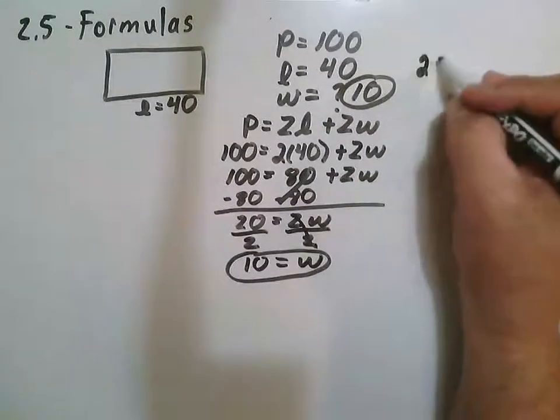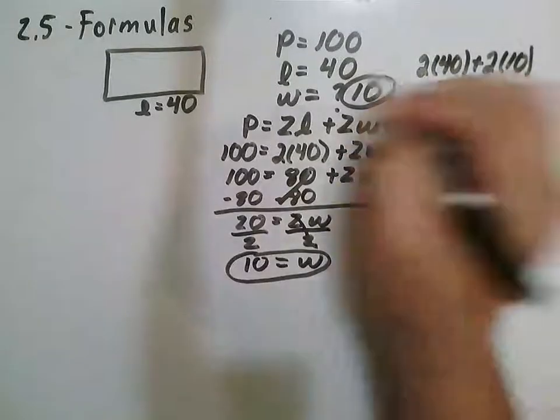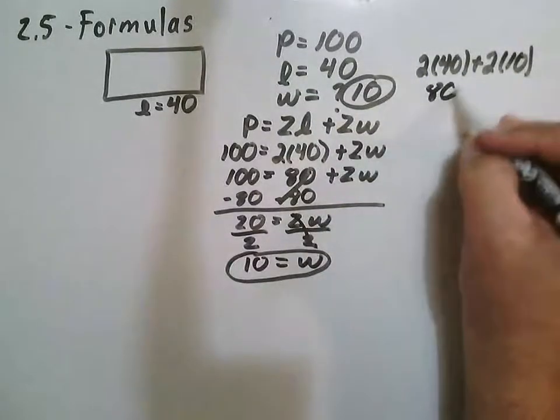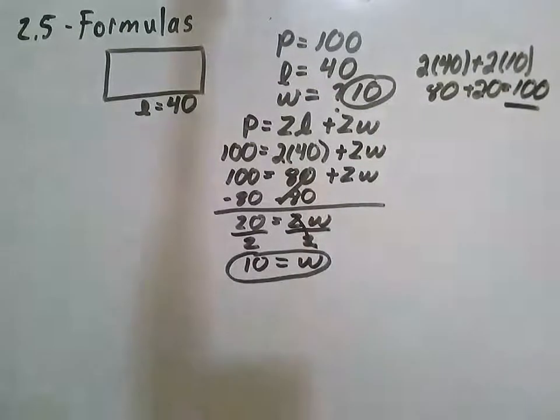If I say it's 2 times 40 plus 2 times 10, is that going to give me my 100? So 2 times 40 is 80. 80 plus 20 is going to give me my 100. So I know that I've worked it out correctly. And that's just one example.